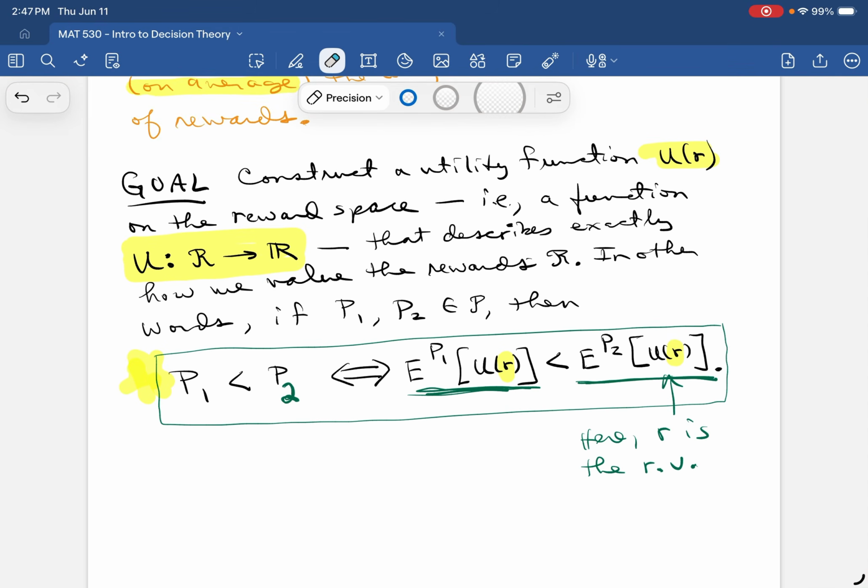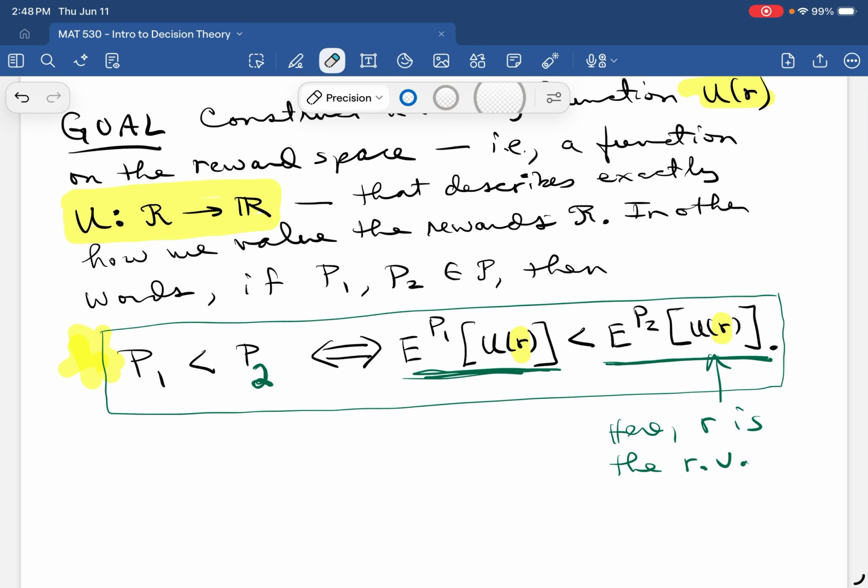Our objective in this video is to construct a utility function. Now recall that our goal in constructing a utility function is to get a function which represents how we value the probability distributions on the reward space. In other words, we want a function so that we can take the expected value of that function using these different probability distributions on the reward space, and the numeric values will be ordered in the same way that our preference among all of the probability distributions on the reward space.